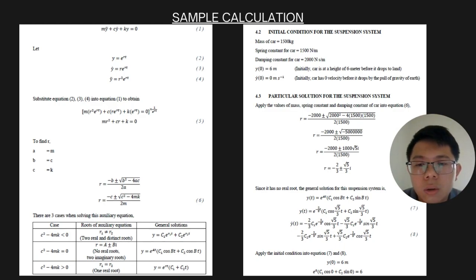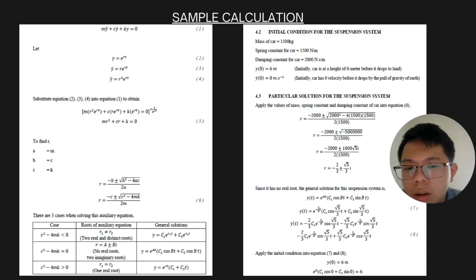And so we let y = e^(rt), and dy/dt = r times e^(rt), and d²y/dt² = r² times e^(rt). So we substitute these into the first equation, the equation of motion, so we can obtain that mr² + cr + k = 0.